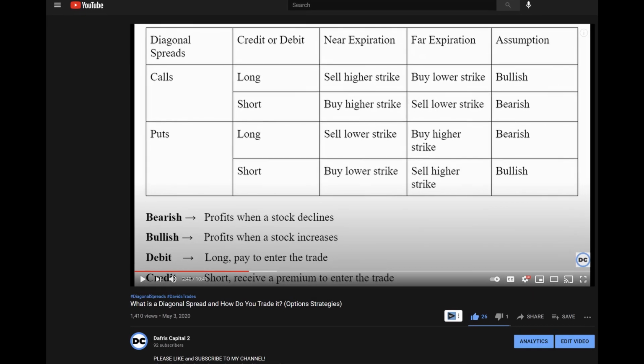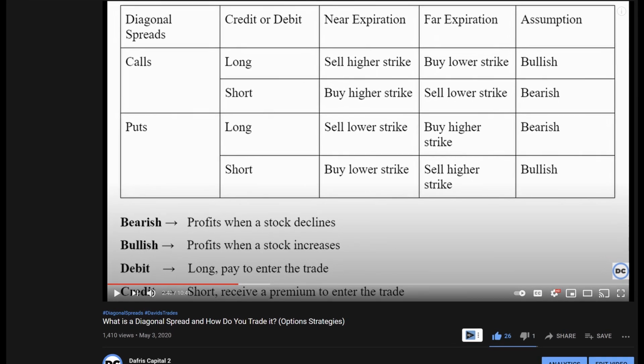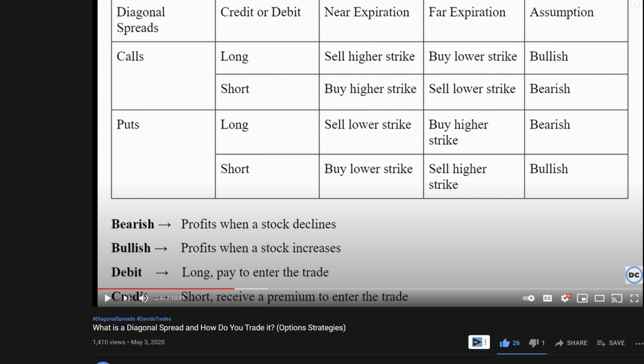A year ago, I made a video about diagonal spreads. In today's video, I will add more to that.